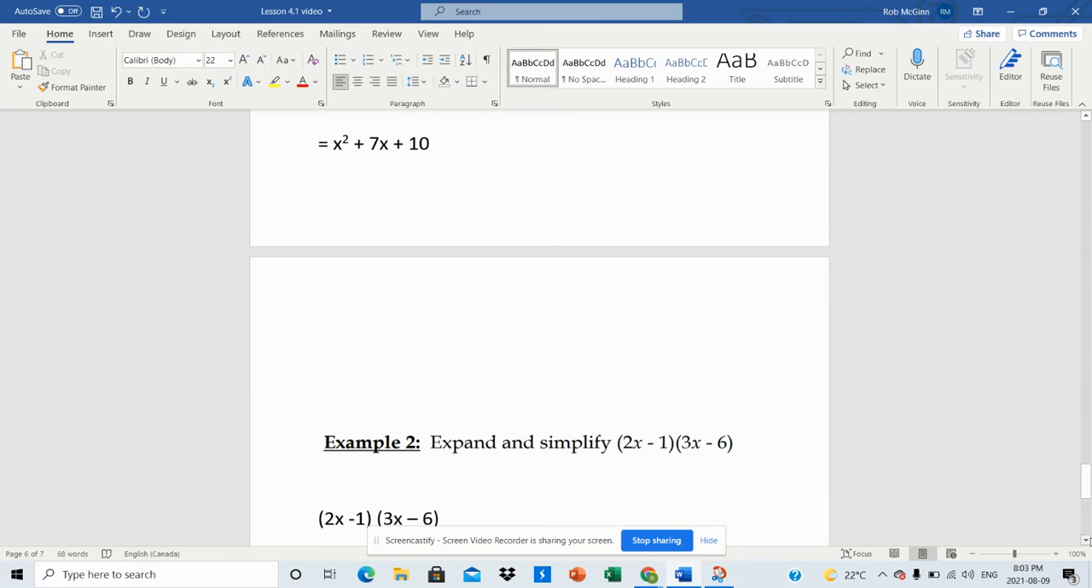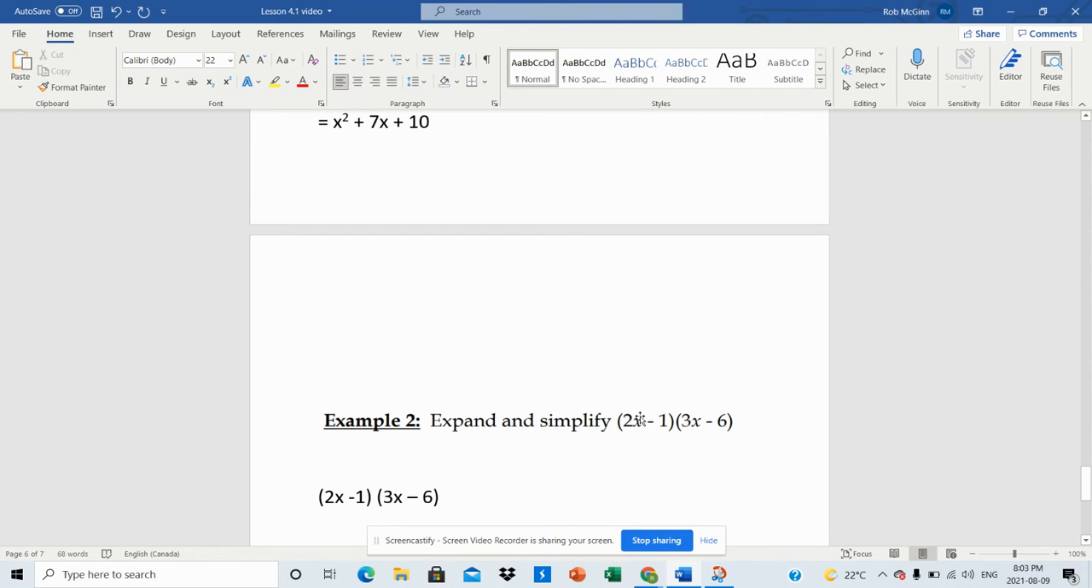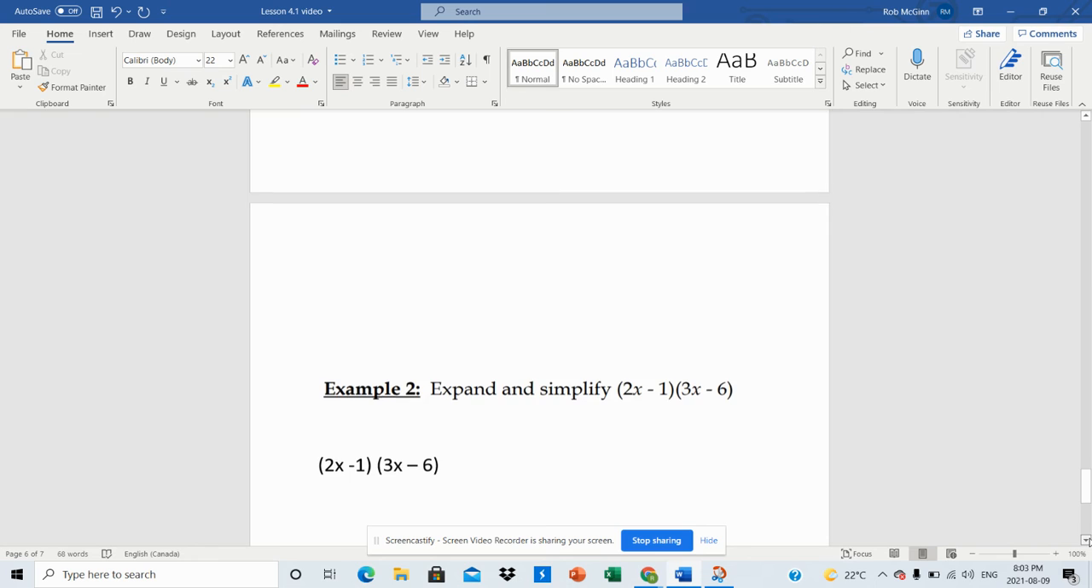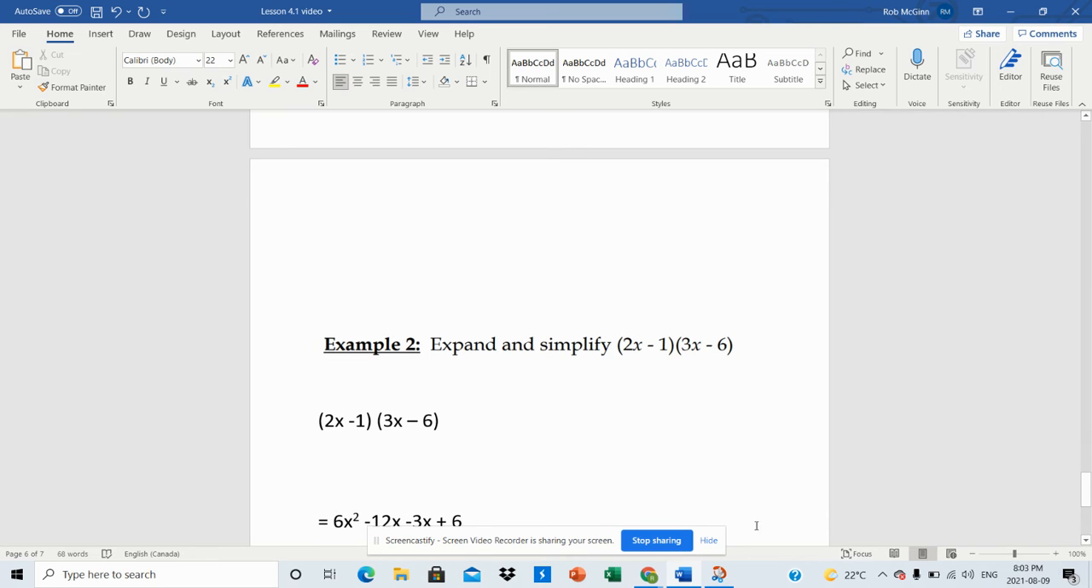And that's going to be expand and simplify these two binomials. And they're a little bit tougher because they have coefficients in front of our variable x. That's okay. Follow the same process. Multiply your coefficients first, then your terms. So we'll follow FOIL here. FOIL tells us multiply our first terms. 2x times 3x. Well, 2 times 3 is 6. x times x, x squared. So we get 6x squared.